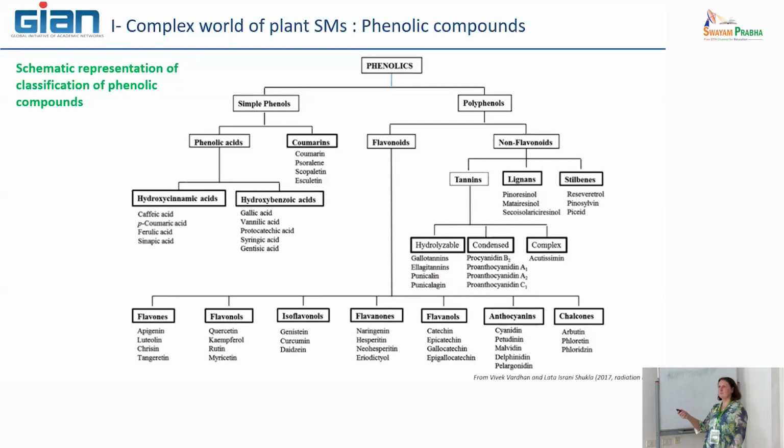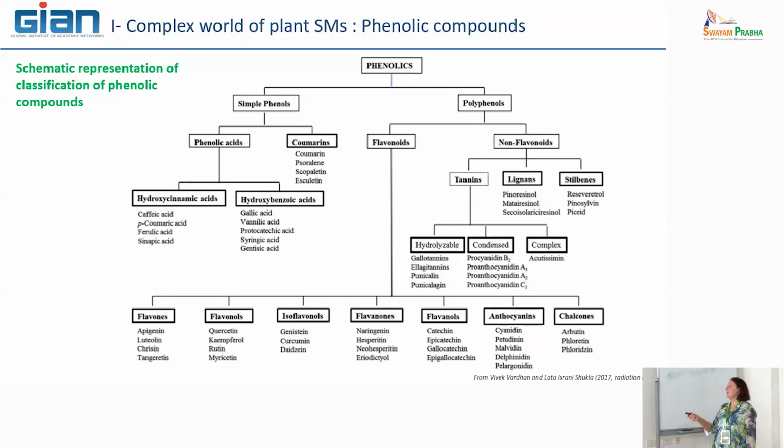And in the non-flavonoids, you have tannins. Tannins, it is what you find, for example, in wine. I don't know if you have tasted some wine sometimes, but it comes from grape. And it is what gives you a sort of acidic sensation on the tooth. And in tannins, you have hydrolysable, condensed, and complex molecules. There is not one, it's a big family.